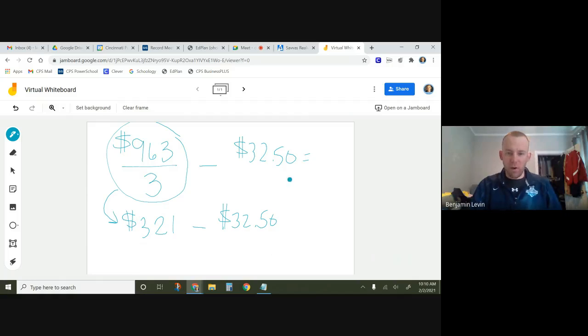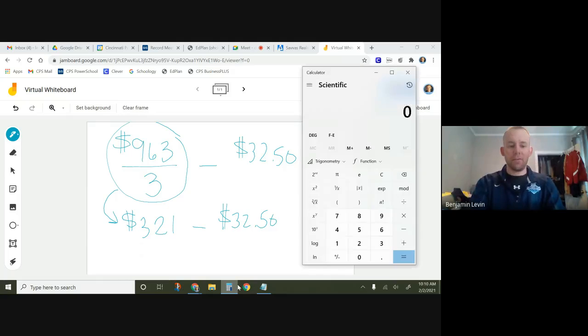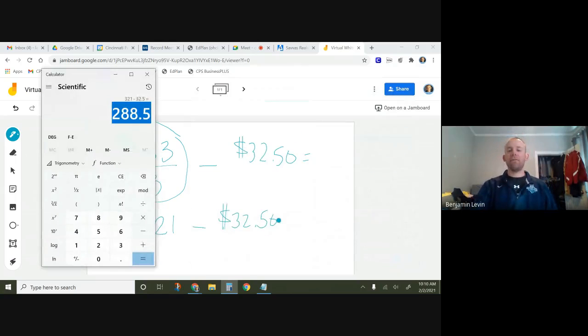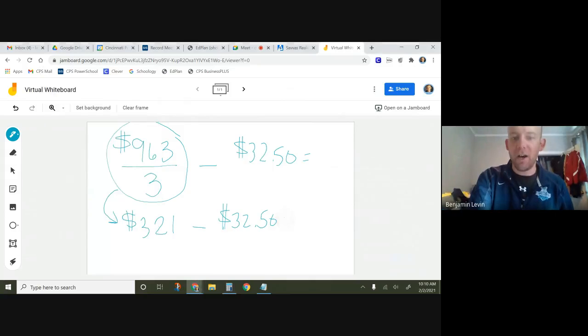So we subtract the amount of lunch money he spent from his total cut. So we have 321 bucks, and then he spends 32.50, so we have to subtract that. Well, how much does he have left? He has 288.5. Again, we cannot have $0.5, right?